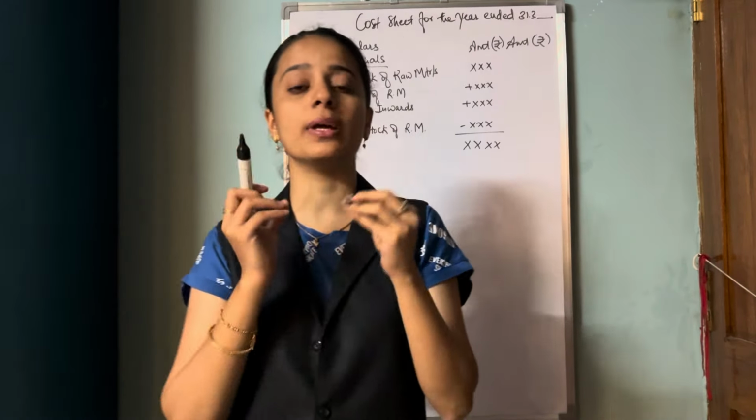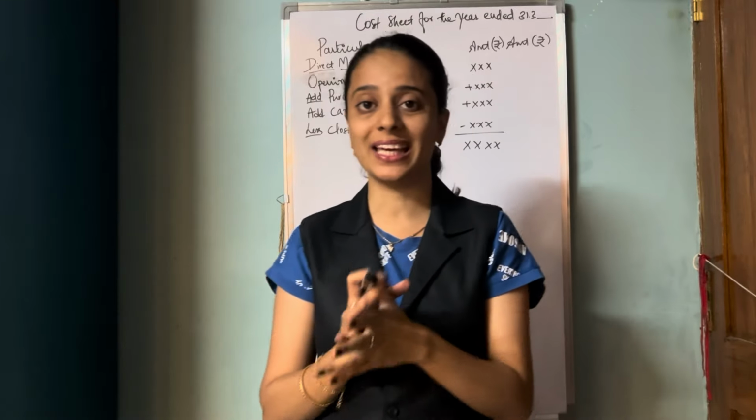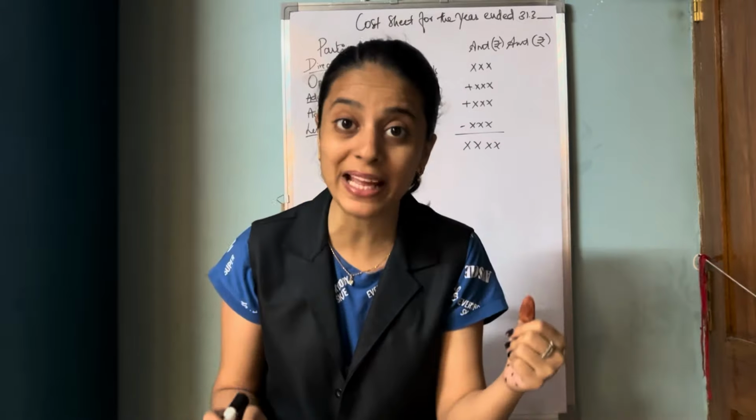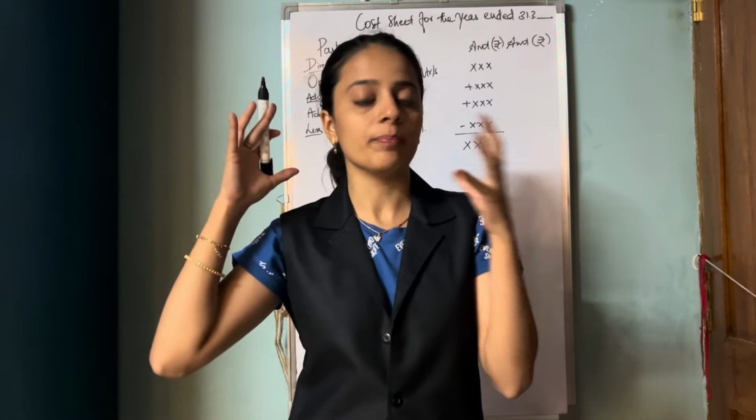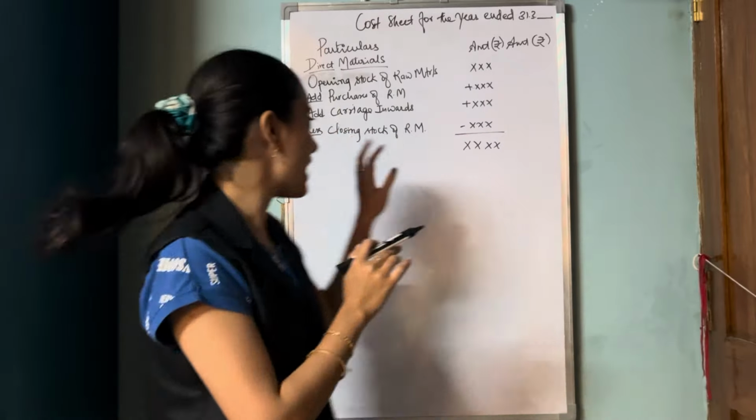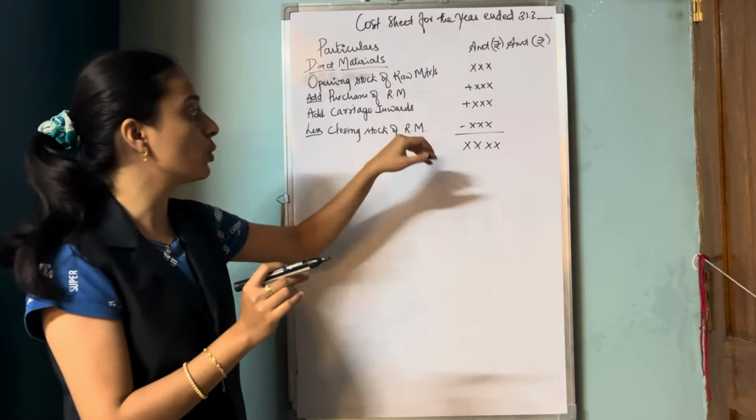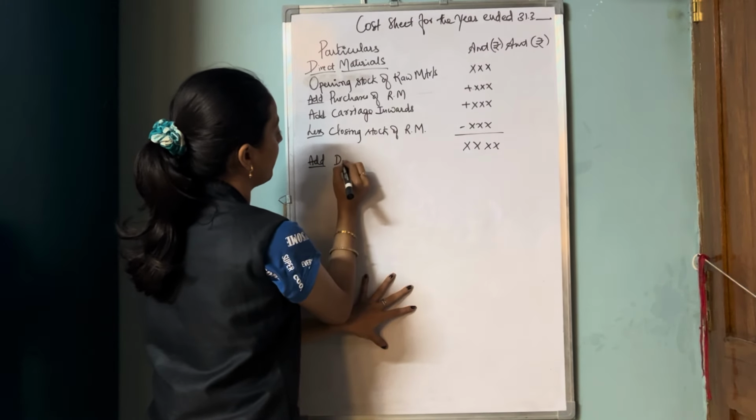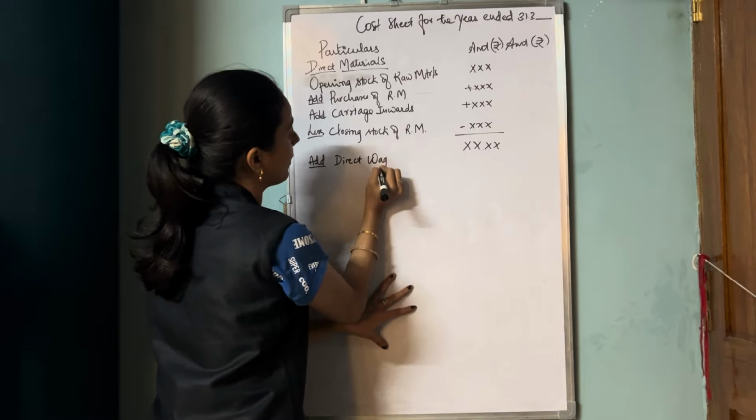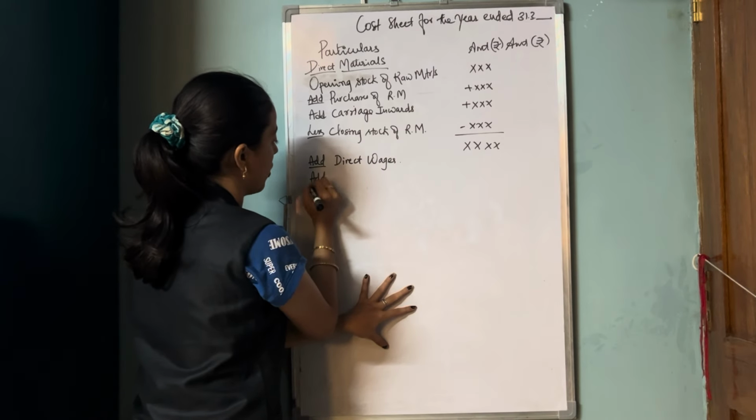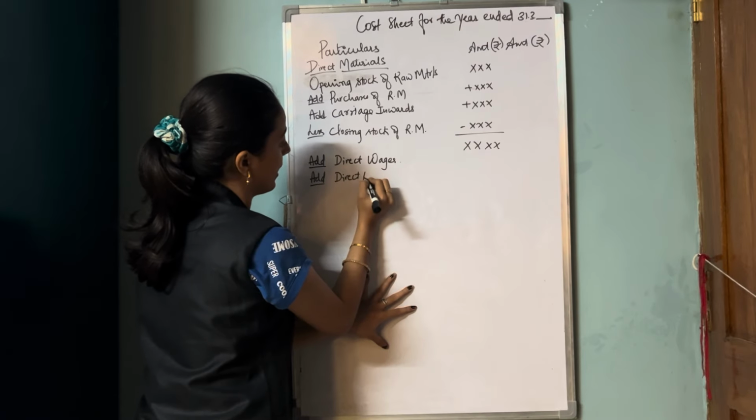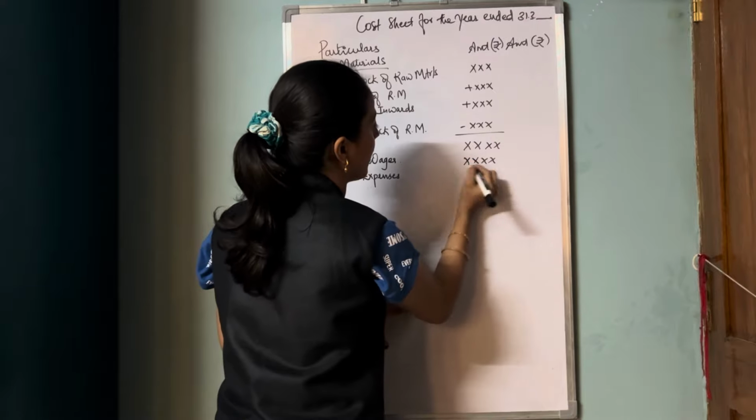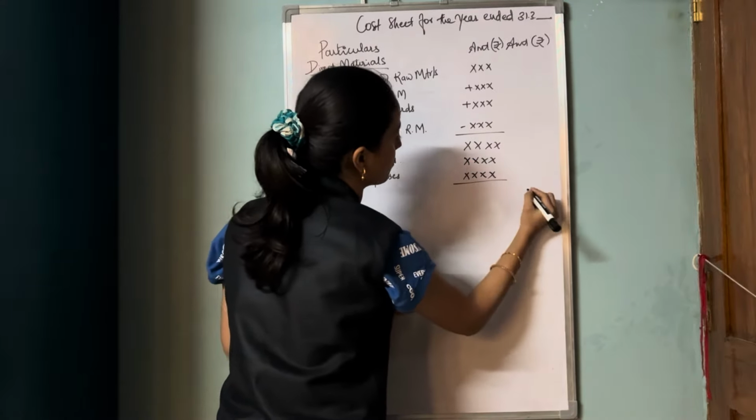Carriage inwards means when you are making the purchases, you are paying carriage, that is nothing but octroi, freight, shipping charges. Inwards, right? The goods are coming in, so carriage inwards, you have to add, less closing stock of raw materials. To this you add direct wages and add direct expenses.